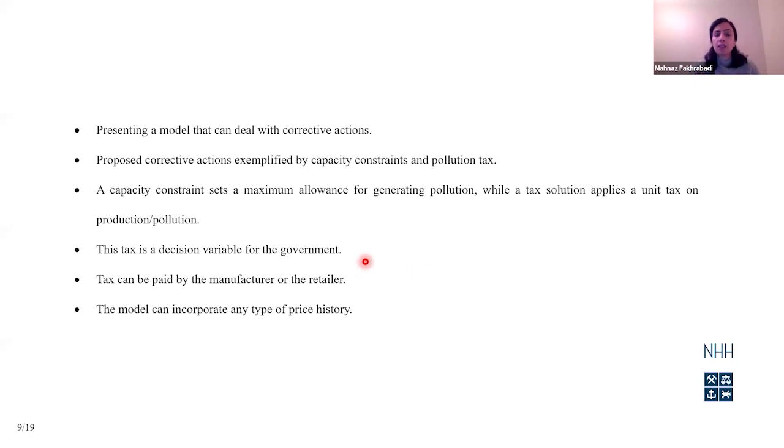This tax is a decision variable for the government, and can be paid by both manufacturer and retailer, or by the manufacturer or the retailer, and the model can incorporate any type of price history. So it can be short term, like only two periods of prices that we are talking about, or long term, like from the beginning of the season or the beginning of the market so far.